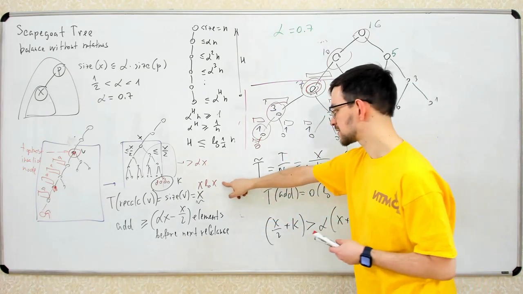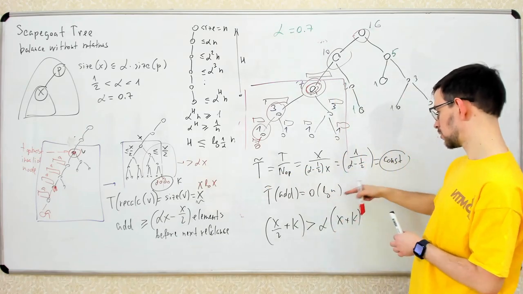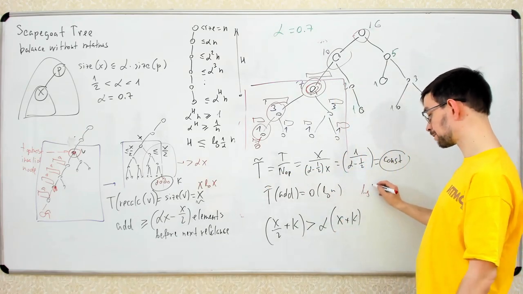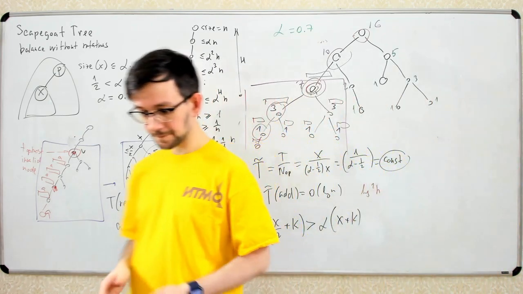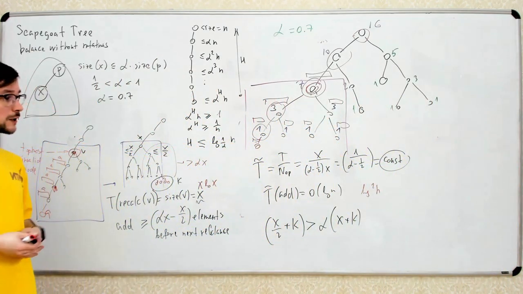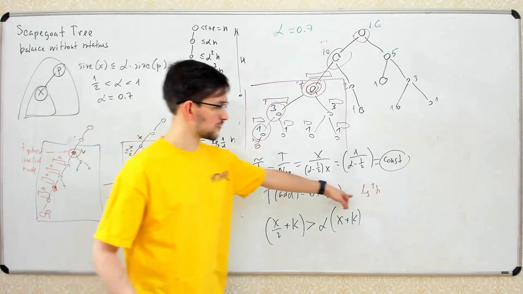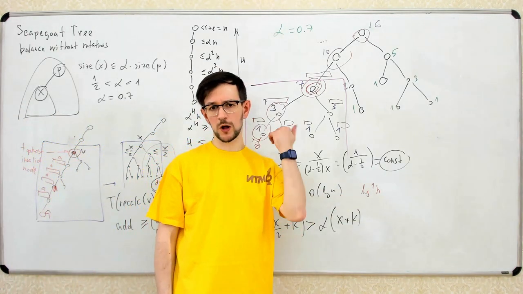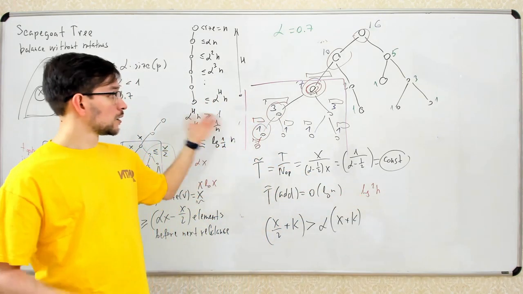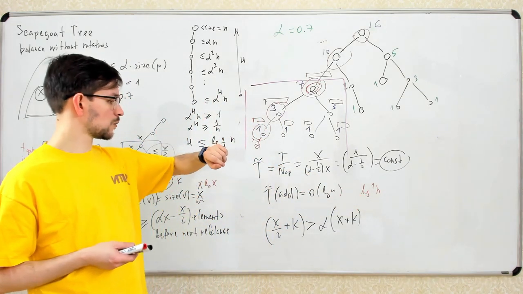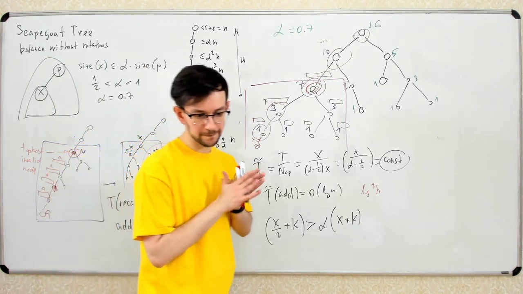So total time complexity will be not log n, but log square. But log square is good enough. That's the same complexity we had for all other operations, right? So log square is a good time complexity. That's all. That's how you make a scapegoat tree.